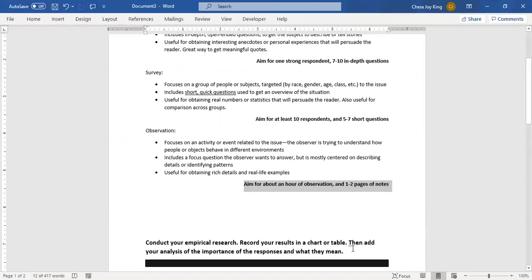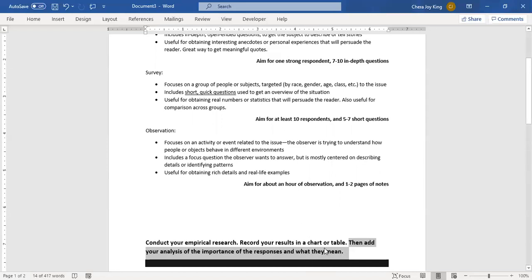But the thing that I want you to remember is to add your analysis of the importance of the responses and what they mean. So sort of paraphrase them or summarize them, explain why this is important. You need to take that raw data and do some critical thinking with it and say, what kind of information did I actually get from this answer?